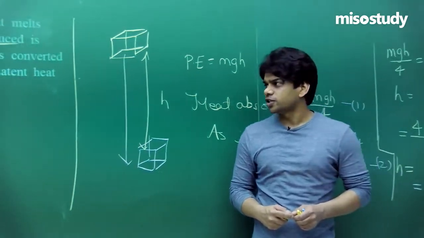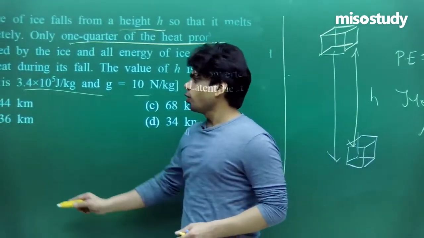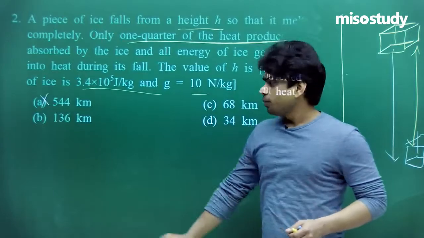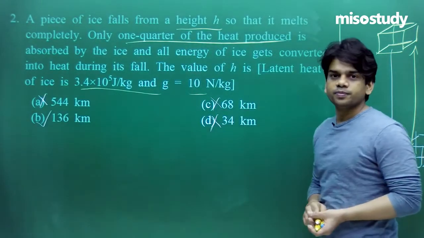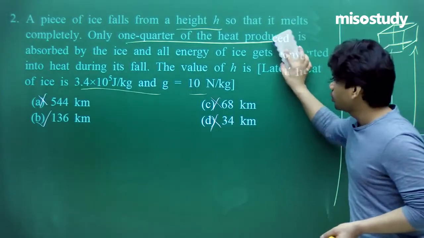Let's check the value of h, the height. A, 544, no, this is not what we are getting. B, 136, this is the right response. C, 68, no. D, 34, no. So I hope you have understood how to solve this.